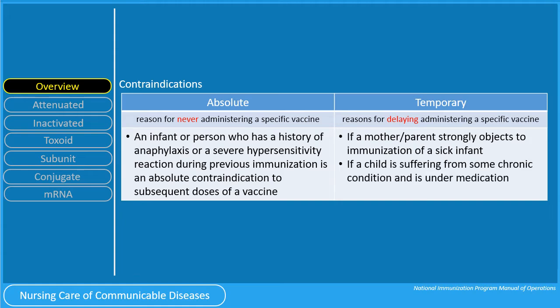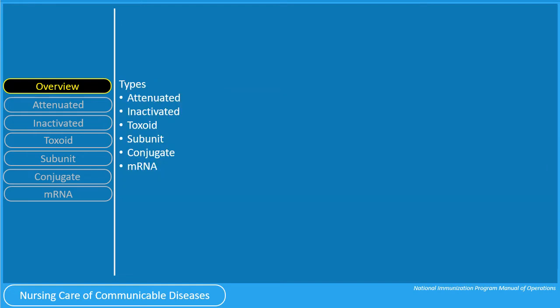You can also delay administering a specific vaccine if a child is suffering from some chronic conditions and is under medication. Consultation with the primary physician could result in postponed immunization until after the medication or treatment is completed. Vaccines could either be attenuated, inactivated, toxoid, subunit, conjugate, or mRNA.